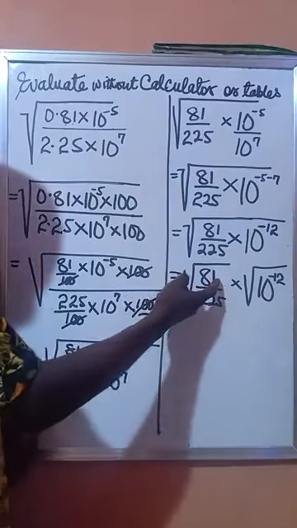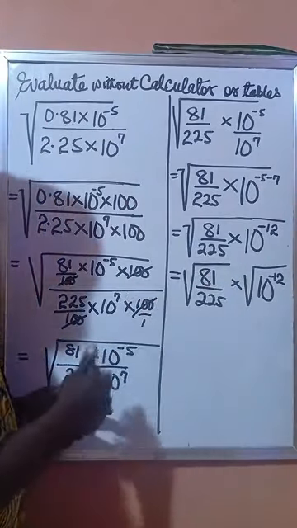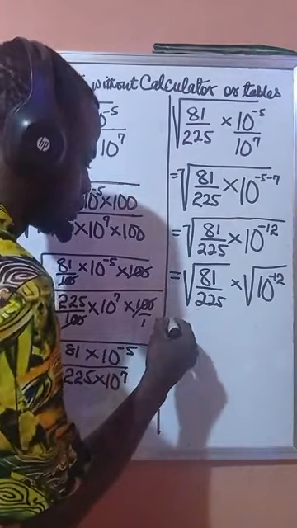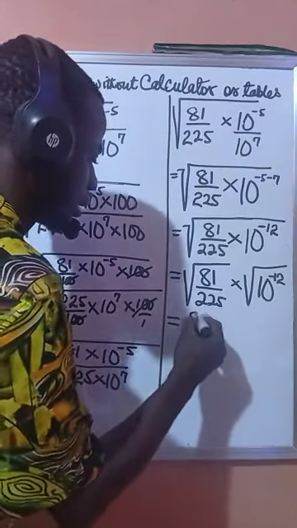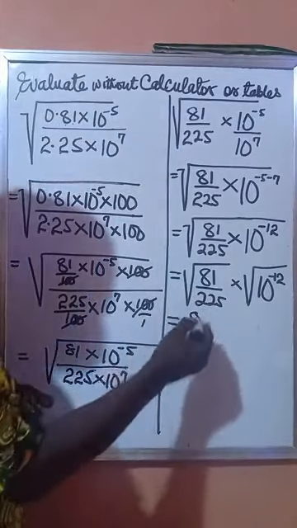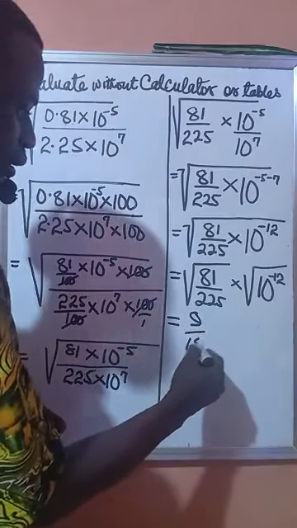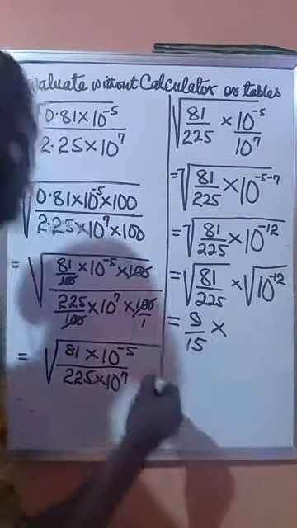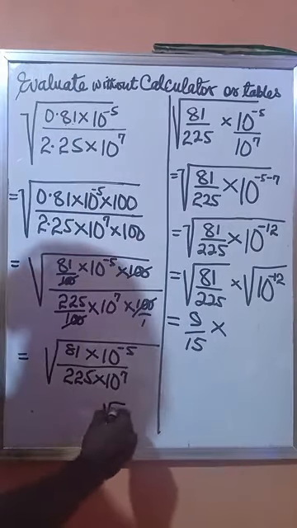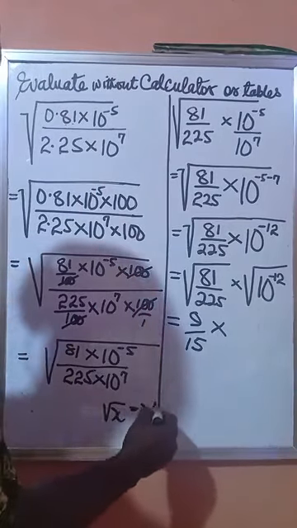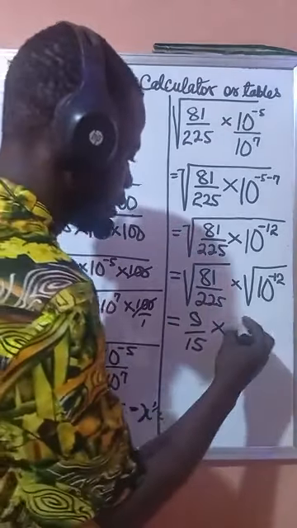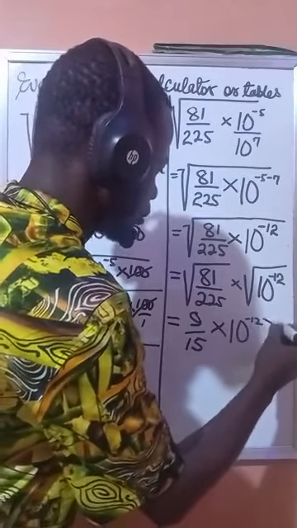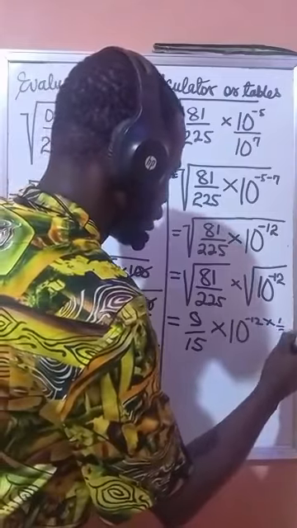Now the square root of 81 is known as 9. That of 225 is 15. So the square root of 81 is 9, the square root of 225 is 15, times. Now in indices, the square root of a number x is equal to x raised to the power 1 over 2. So we can write this as times 10 raised to the power minus 12 times 1 over 2.